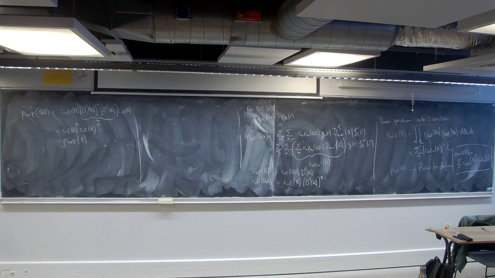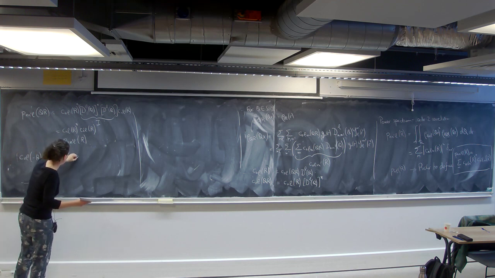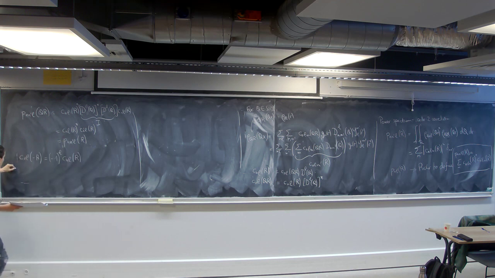And so this is for SO(3), and if you want to go to O(3), then we need to consider reflection, and it's easy to check that. So the transformation when we just take minus R is minus 1 to the l times C_nl of R, and so the power spectrum is also reflection invariant.